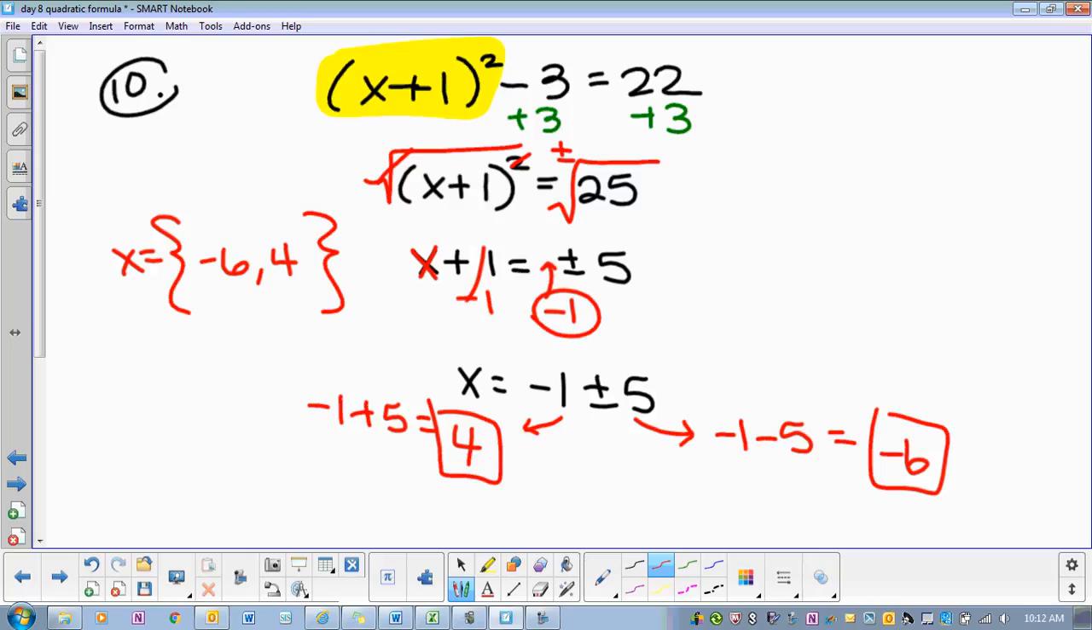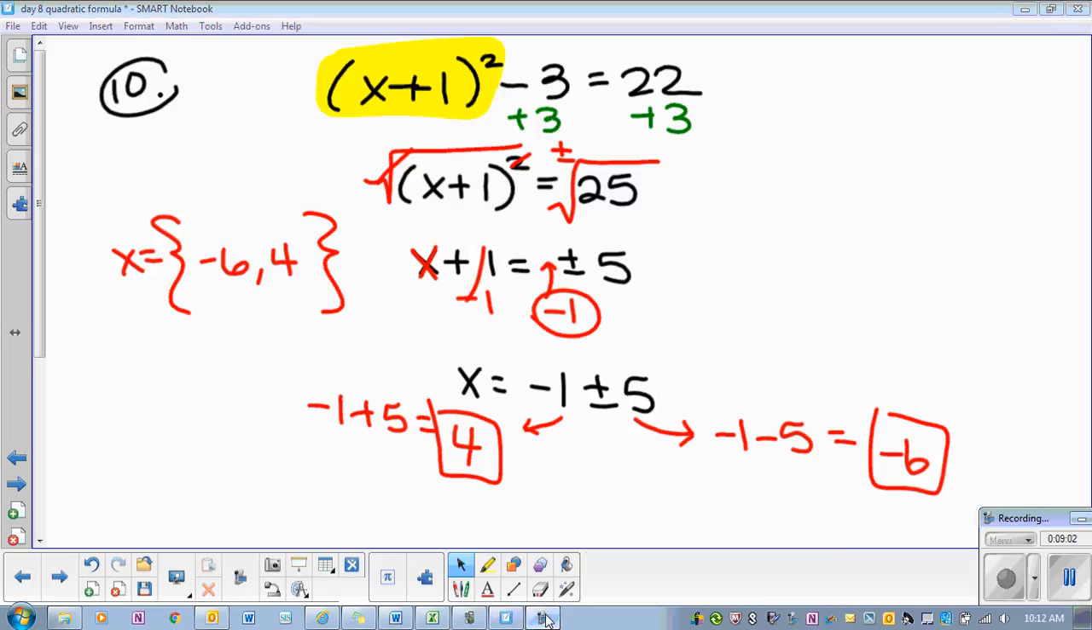Alright, so let's check our homework. Homework completion does not look very good, guys. We need to get this done, okay? Remember, that's the practice that you get.